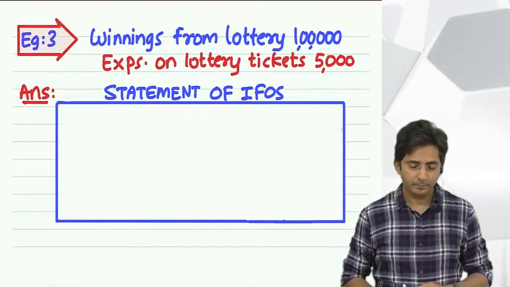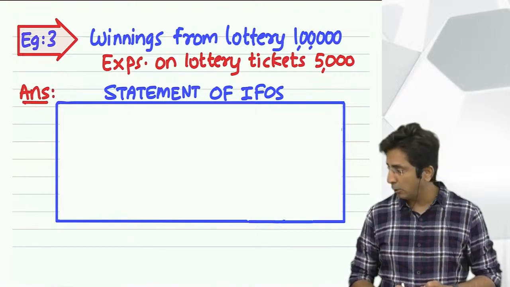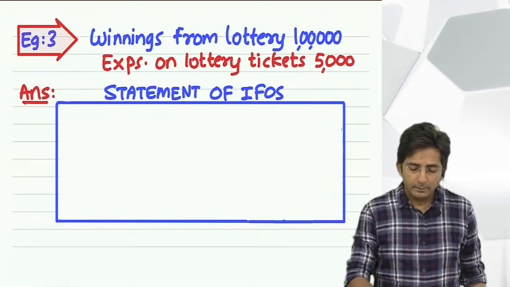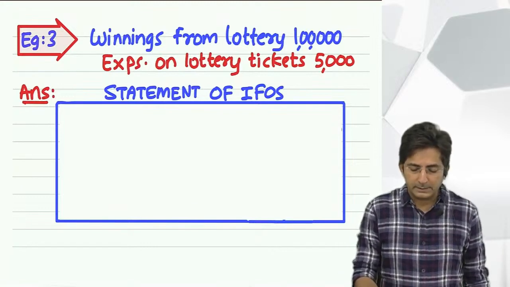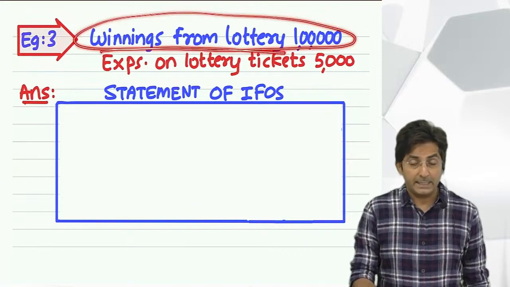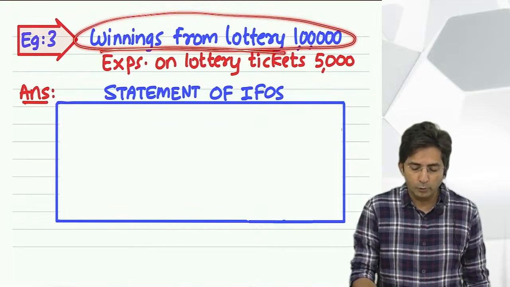Example 3. Winnings from lottery and then there are expenses on lottery tickets. Now tell me, winnings from lottery is taxable income or exempt income? It is taxable income. And as per what I said right now, taxable income, deduct the expense. So what would you do?